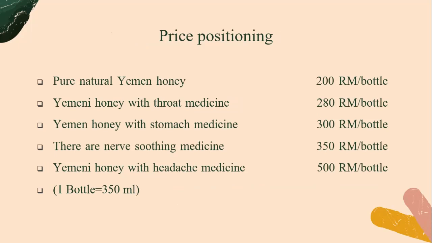You can see the price positioning. The pure natural Yemen honey is 200 ringgit per bottle. Yemen honey with the cold medicine is 280. Yemen honey with the stomachache medicine is 300, and another medicine is 350. Yemen honey with the headache medicine is 500. One bottle is 350 ml.